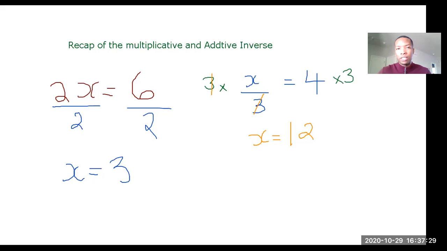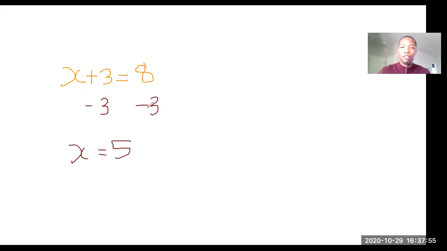Now let's do one with the additive inverse. If I have x plus 3 is equal to 8, and I'm going to do the additive inverse because I'm trying to find x. Since it's plus 3, I do the opposite, which is minus 3. And whatever you do on one side, you've got to do on the other side. So then x is equal to 5.